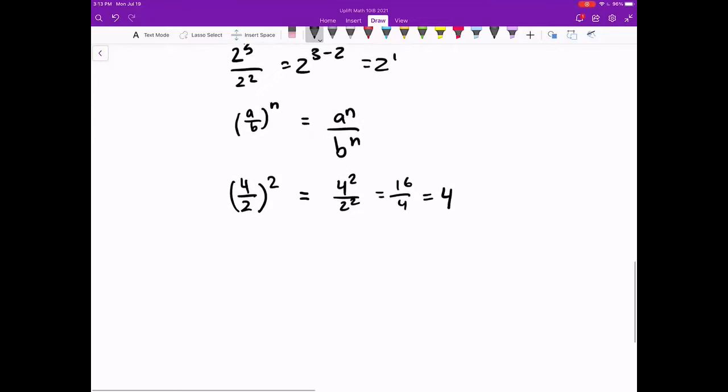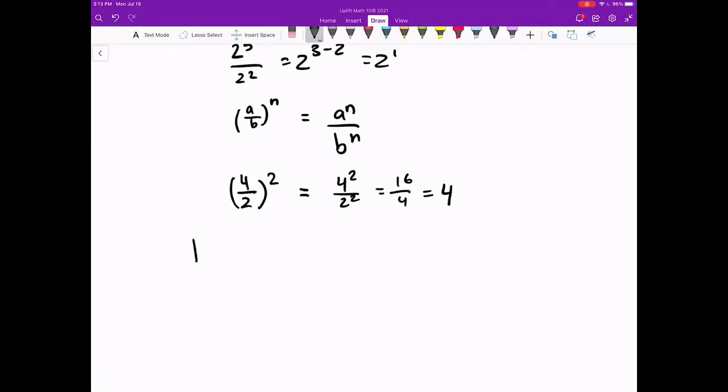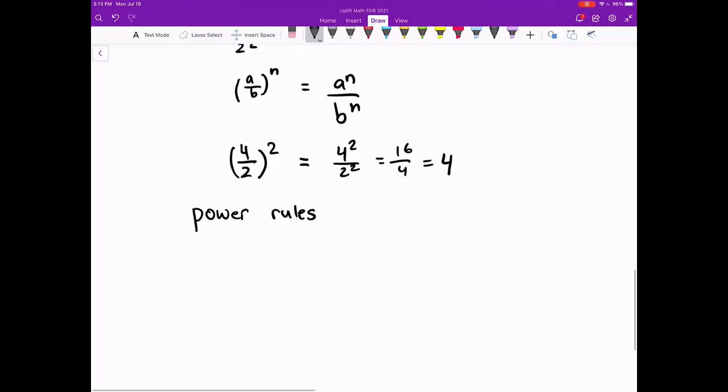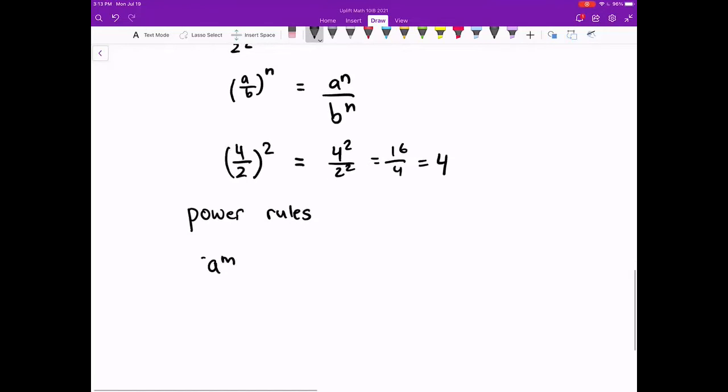So the next law we're going to go over is power rules. So a general format for this one would be if we have a base a to the power of m in brackets, note the brackets, and then to the power of n, and this one's equal to a to the power of m times n.